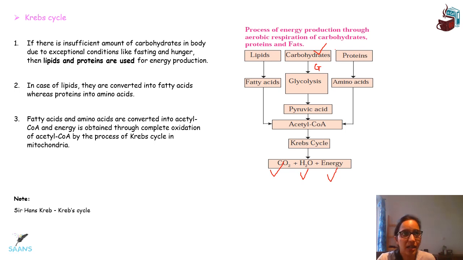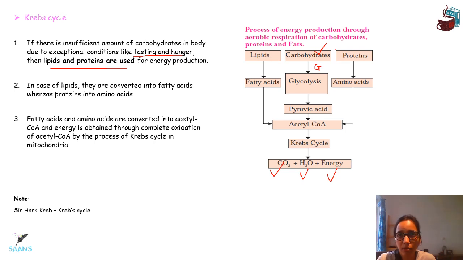But suppose if you're fasting, see over here, if there is an insufficient amount of carbohydrate in the body due to exceptional conditions like fasting and hunger, then lipids and proteins are used for energy production.